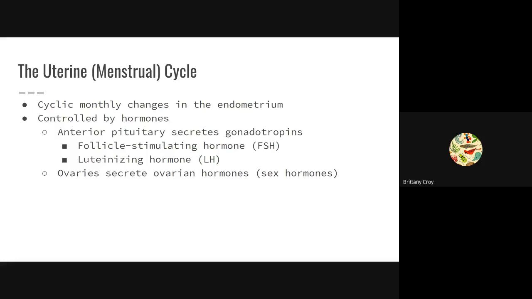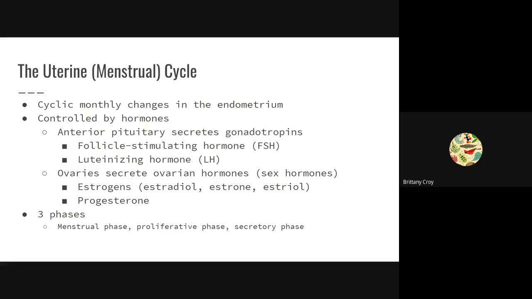That's why the ovaries are considered the primary reproductive organ in a female, because they can secrete hormones, and they secrete estrogen and progesterone. And the uterine cycle has three phases: the menstrual phase, the proliferative phase, and the secretory phase. We'll go through them next.